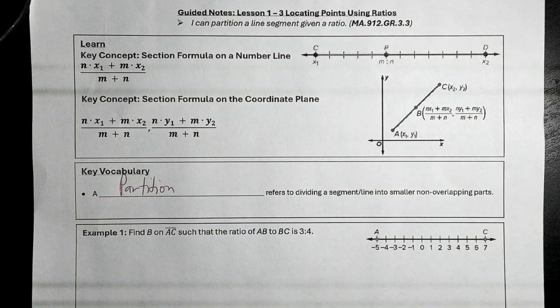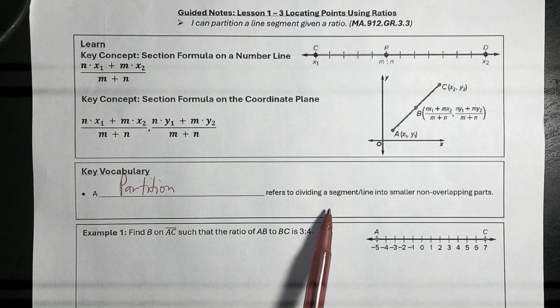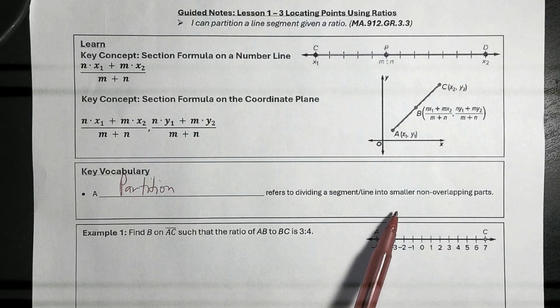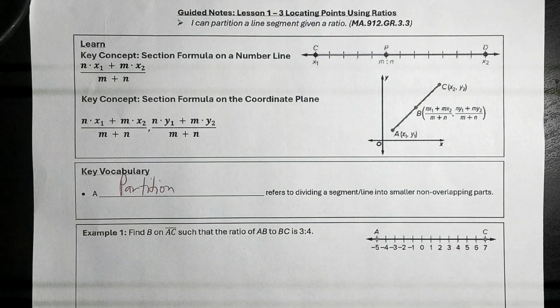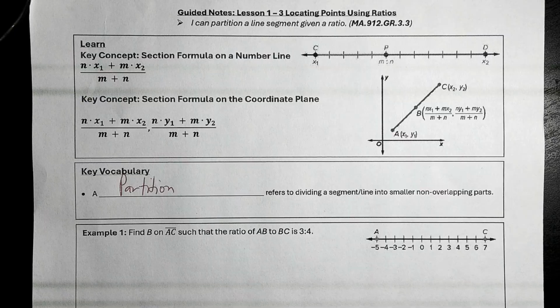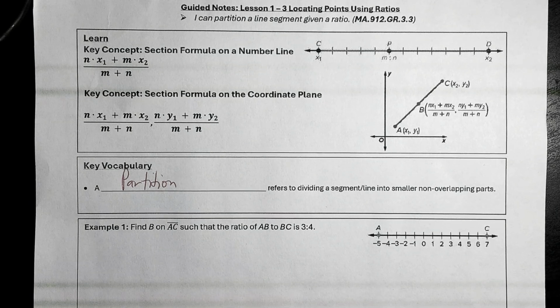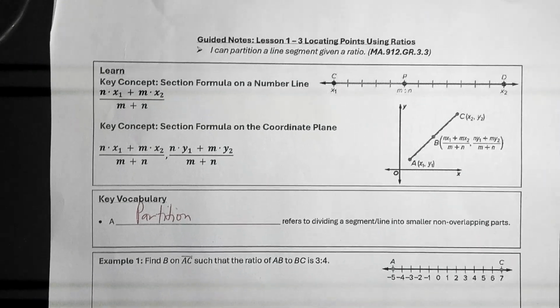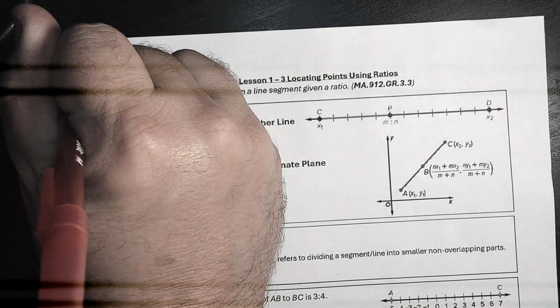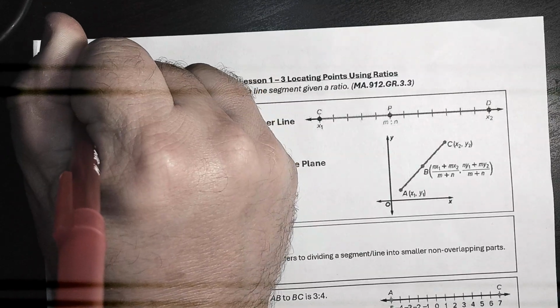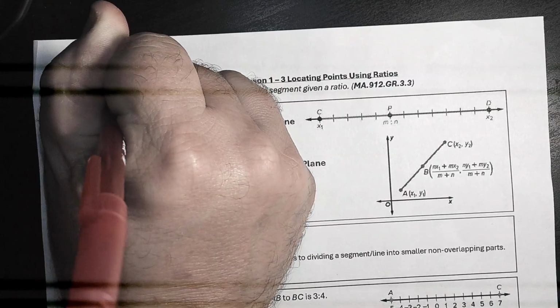All right, so a partition refers to dividing a segment or line into smaller non-overlapping parts. Non-overlapping means, like we were talking about before, if we broke a pencil, we would put it back together. That's non-overlapping. An example of overlapping: if we had a line here and a line here, you see how these two overlap.